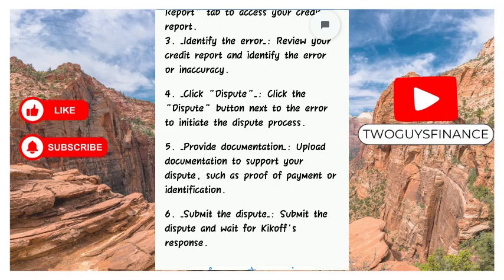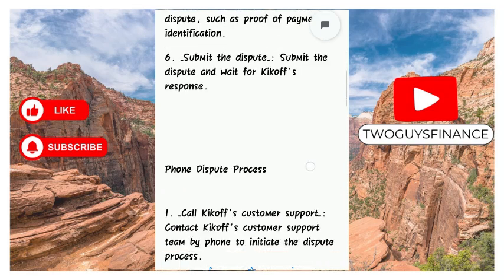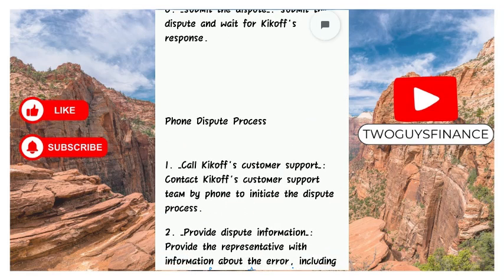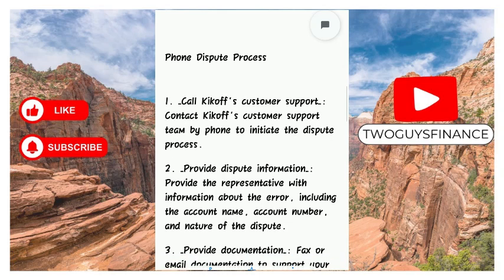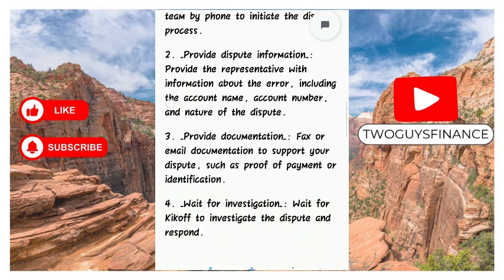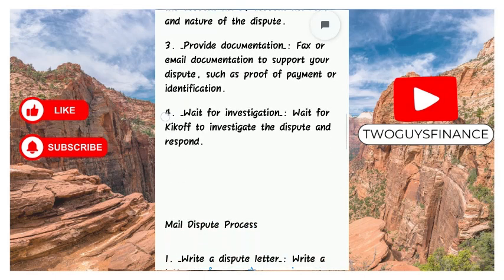and wait for Kikoff's response. Now, for the phone dispute process, what you need to do is just contact Kikoff's customer support team by phone to initiate the dispute process, and then provide the representative with information about the error, including the account name, account number, and the nature of the dispute. And then just fax or email documentation to support your dispute, such as proof of payments or identification, and then just wait for Kikoff to investigate the dispute and respond.